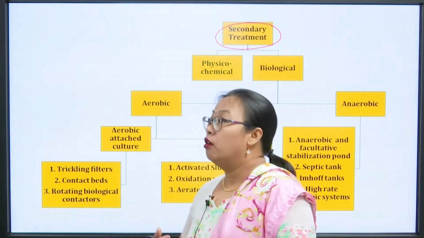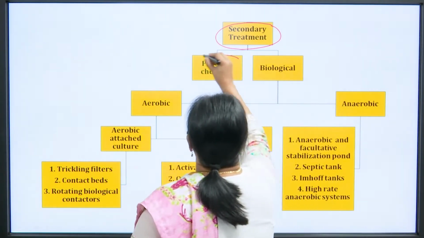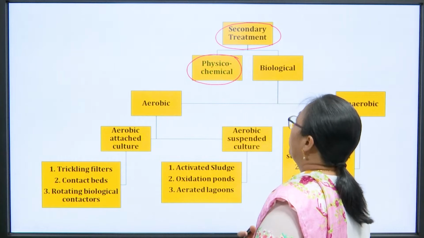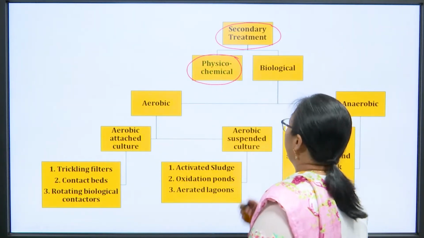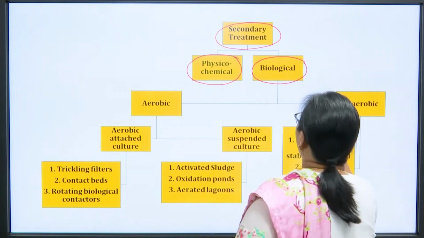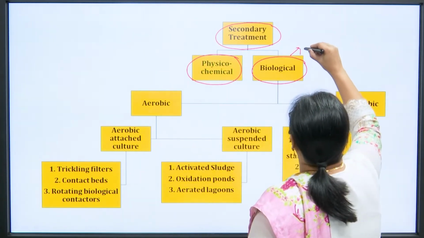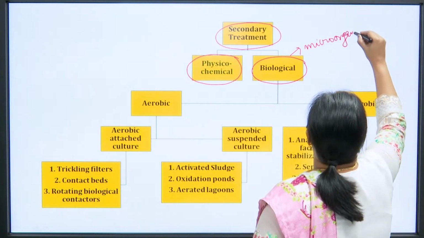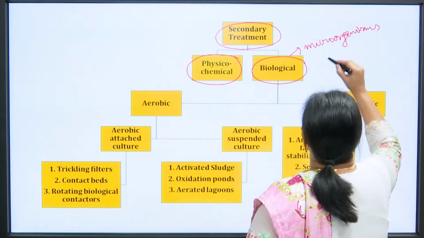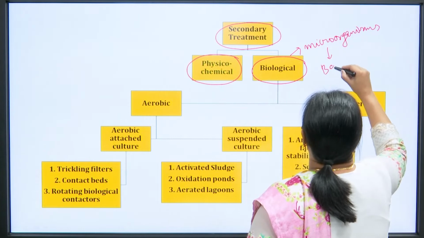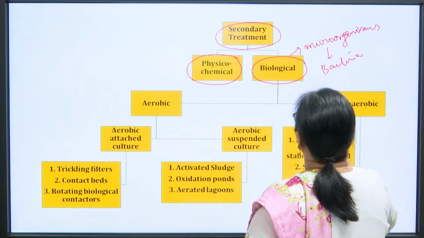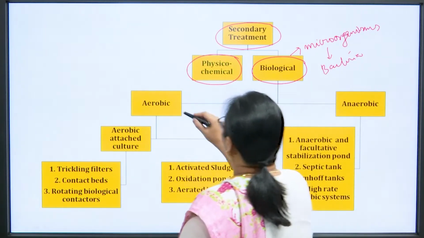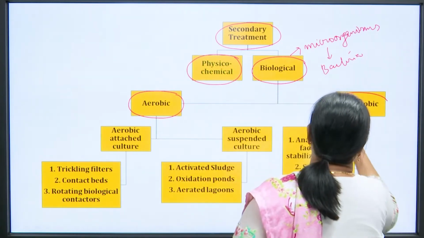Then when you come to secondary treatment, either we can go through physico-chemical treatment, which means we will be using physical and chemical reactions, or we may go for biological. When we talk about biological, most of the time we are going to use microorganisms, especially bacteria, right. When we use this biological secondary treatment, it may either be aerobic or anaerobic.